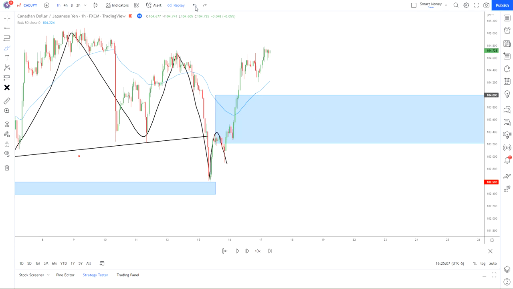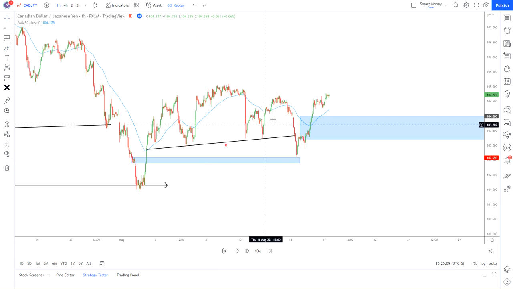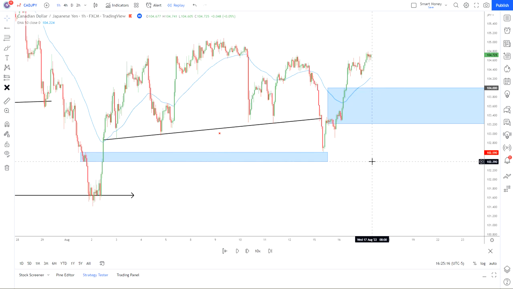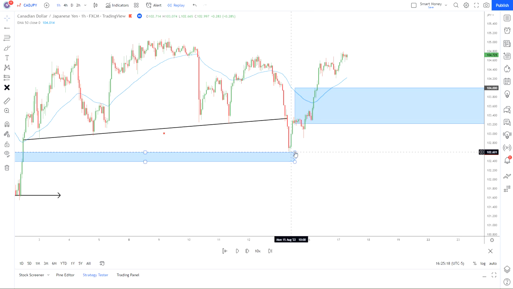Not only because we faked out of the head and shoulders and went long, but also because we swept liquidity, breaking through that supply level, and now we turned it demand, and that's exactly why we stopped there. There's a reason for every single movement in the market.